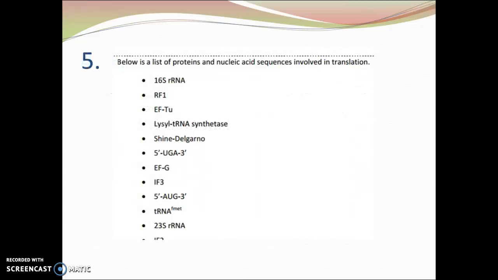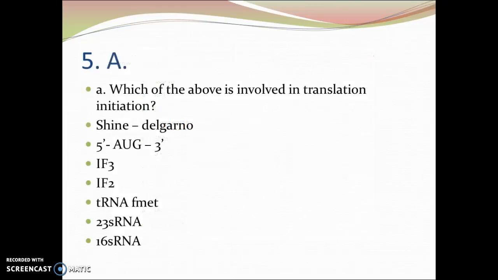So 5. Below is a list of proteins and nucleic acid sequences involved in translation, and so we see this list here. So let's begin. So 5A. Which of the above is involved in translation initiation? And that's the Shine-Dalgarno, 5' AUG 3', which is the start codon, IF3, IF2, tRNA fMet, 23S rRNA, and 16S rRNA.